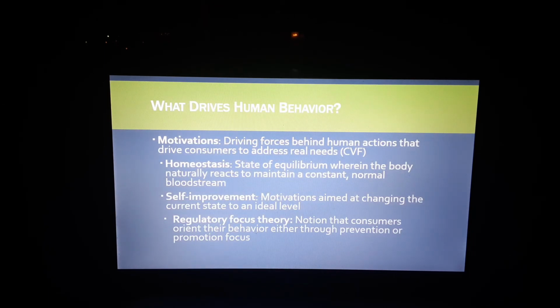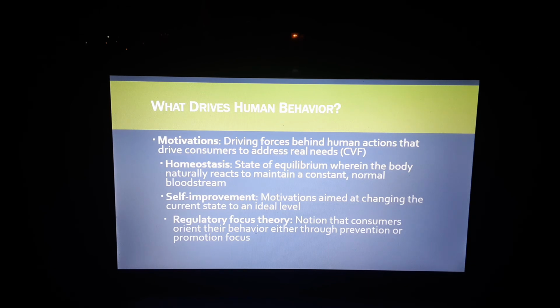Okay, so what drives human behavior? Motivations are the driving forces behind actions that drive consumers to address real needs, which we have the consumer value framework we talked about before. Homeostasis is our physical need, really, to keep some sort of equilibrium, and the body naturally reacts to maintain a constant normal bloodstream. So it's the same idea, homeostasis. People like things to stay equal, just like the body does. People emotionally and psychologically like things to maintain some sort of equilibrium.